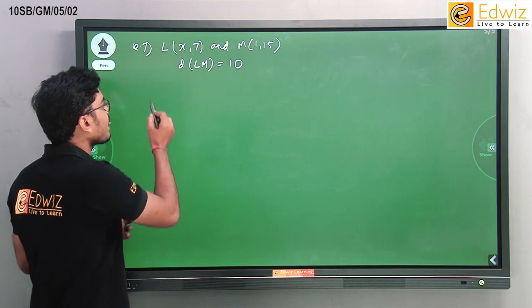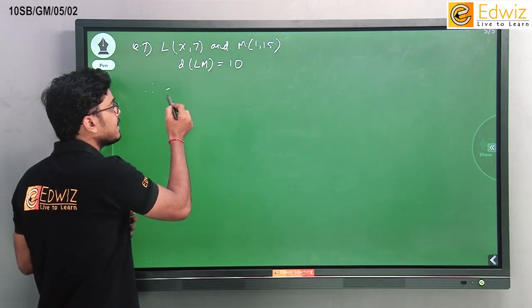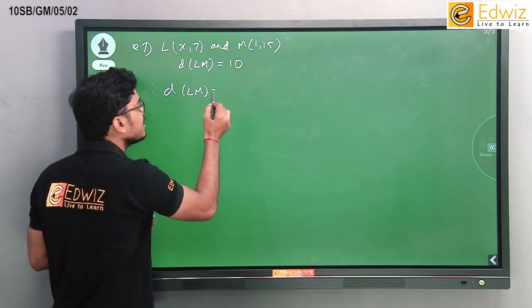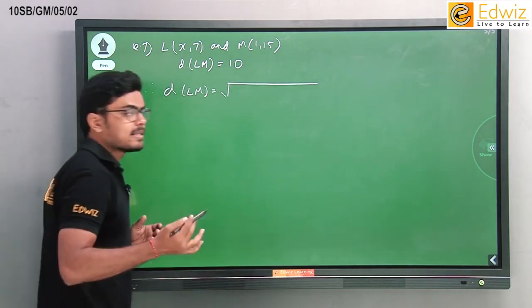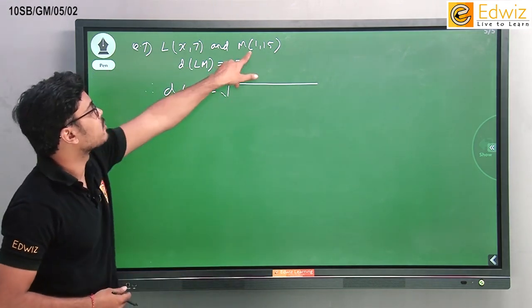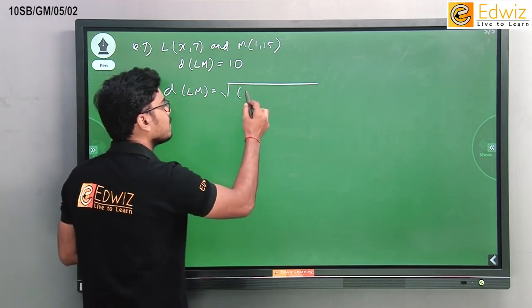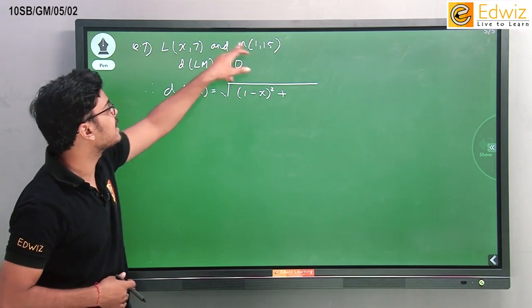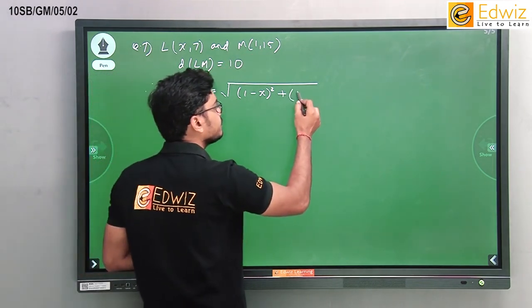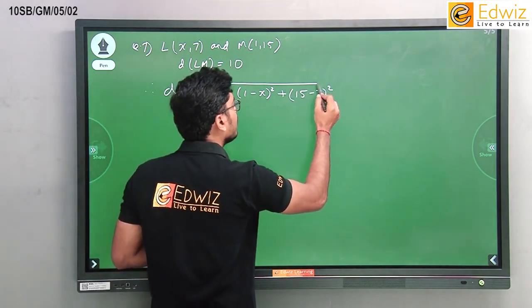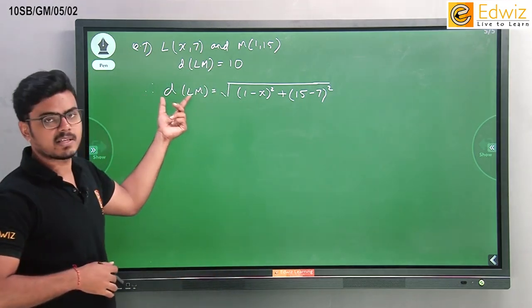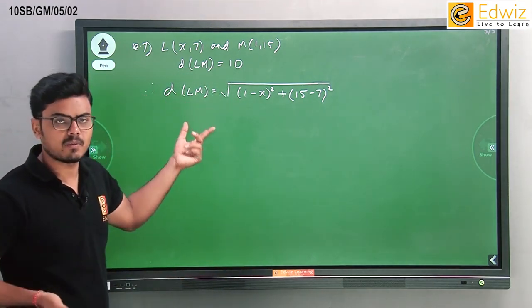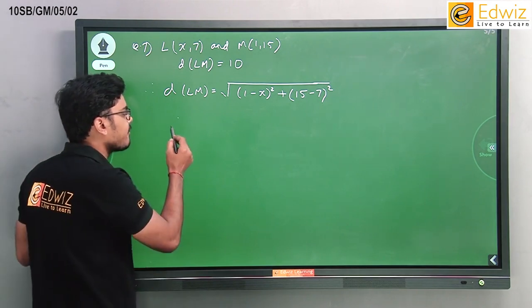Let us do that. Therefore, we know that distance LM will be equal to square root of, use the distance formula, (x2 minus x1), so (1 minus x) the whole square, plus (y2 minus y1), so (15 minus 7) the whole square. But this side of the equation is already known to us. It is given in the question. So let us substitute the value.